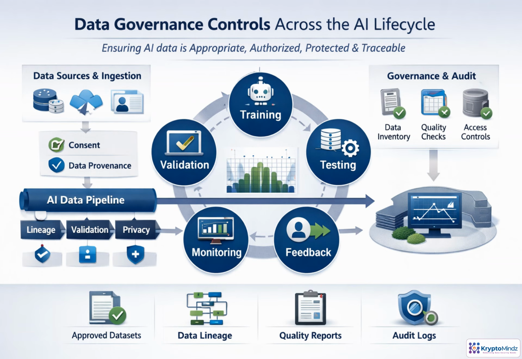Data governance is not a one-time approval before training. It travels with the data. At ingestion, confirm provenance, consent, and authorization. During preparation, enforce quality checks, labeling standards, privacy controls, and access limits. Training, validation, testing, production, monitoring, and feedback data each need distinct rules because they carry different risks. Evidence matters here as well. Inventories, lineage records, dataset approvals, quality reports, access reviews, and audit logs show that the controls are actually operating.